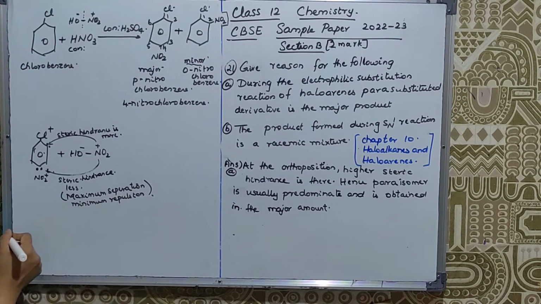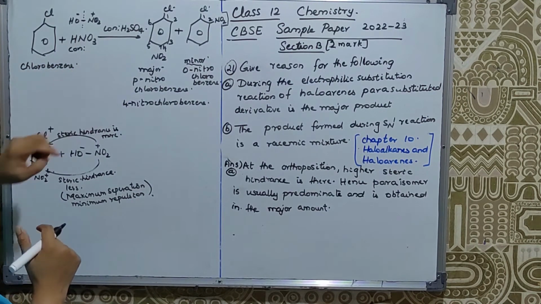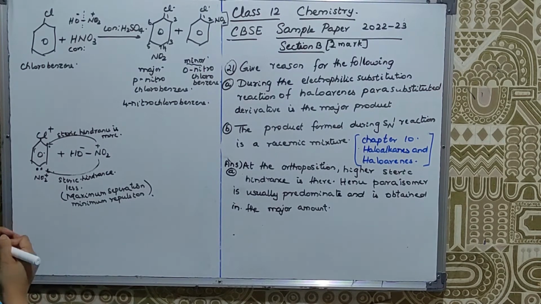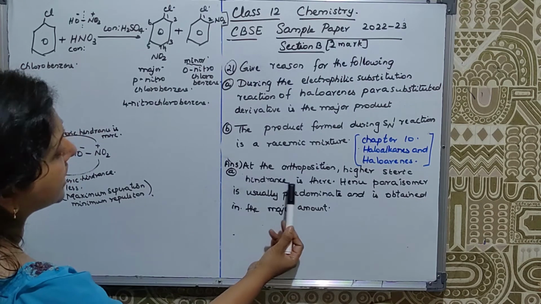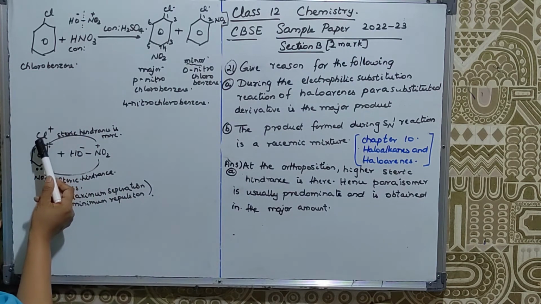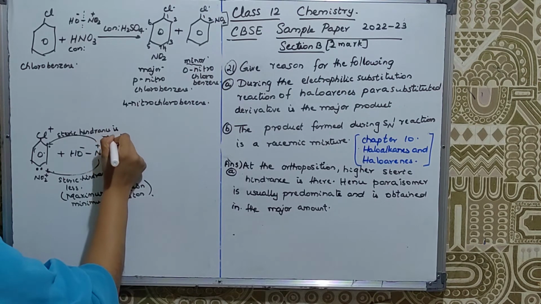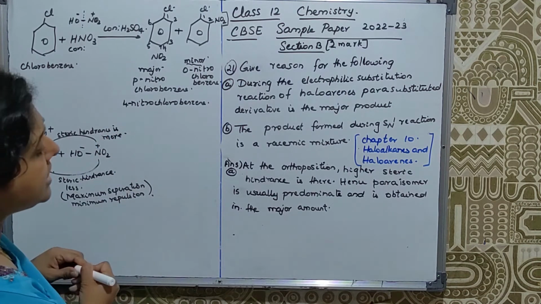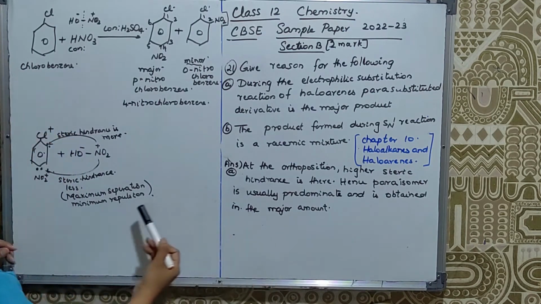Because of that, we'll get para-nitrochlorobenzene as the major product. So as we said, at the ortho position there is higher steric hindrance, and hence the para isomer usually predominates and is obtained in the major amount. That is the answer for A.